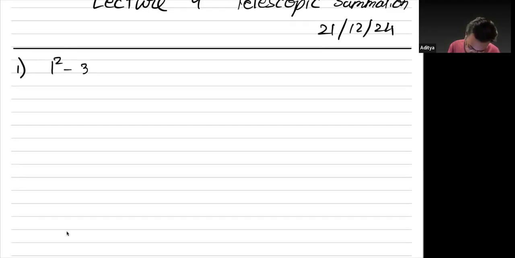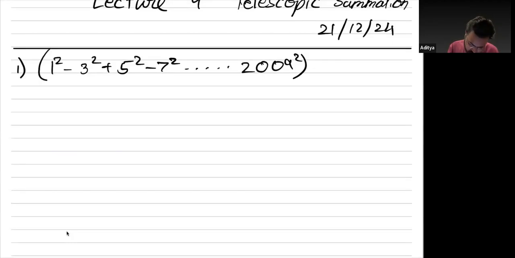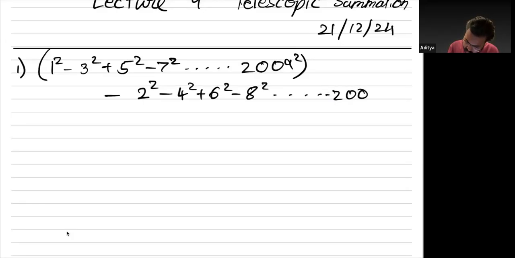1 square minus 3 square plus 5 square minus 7 square all the way up to 2009 whole square minus 2 square minus 4 square plus 6 square minus 8 square all the way up to 2010 square.